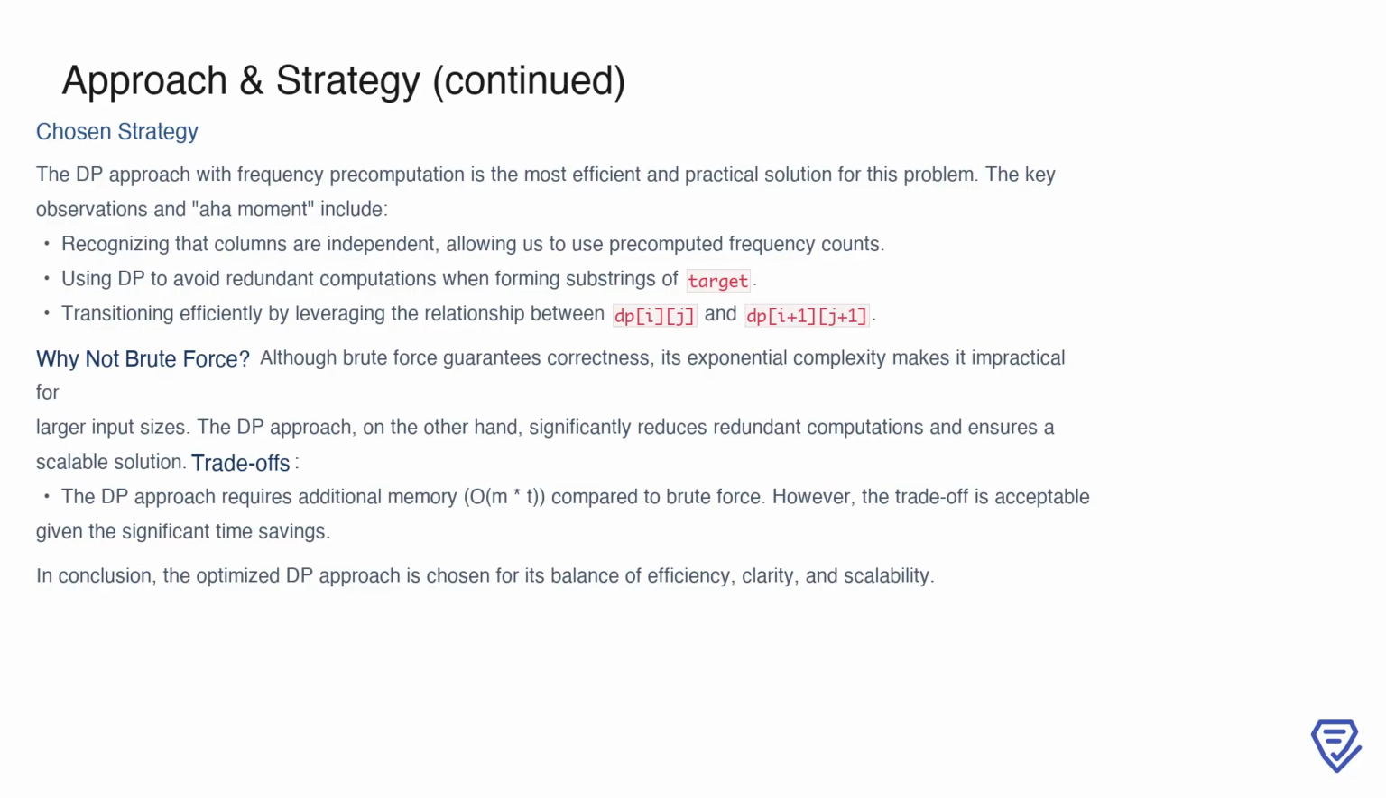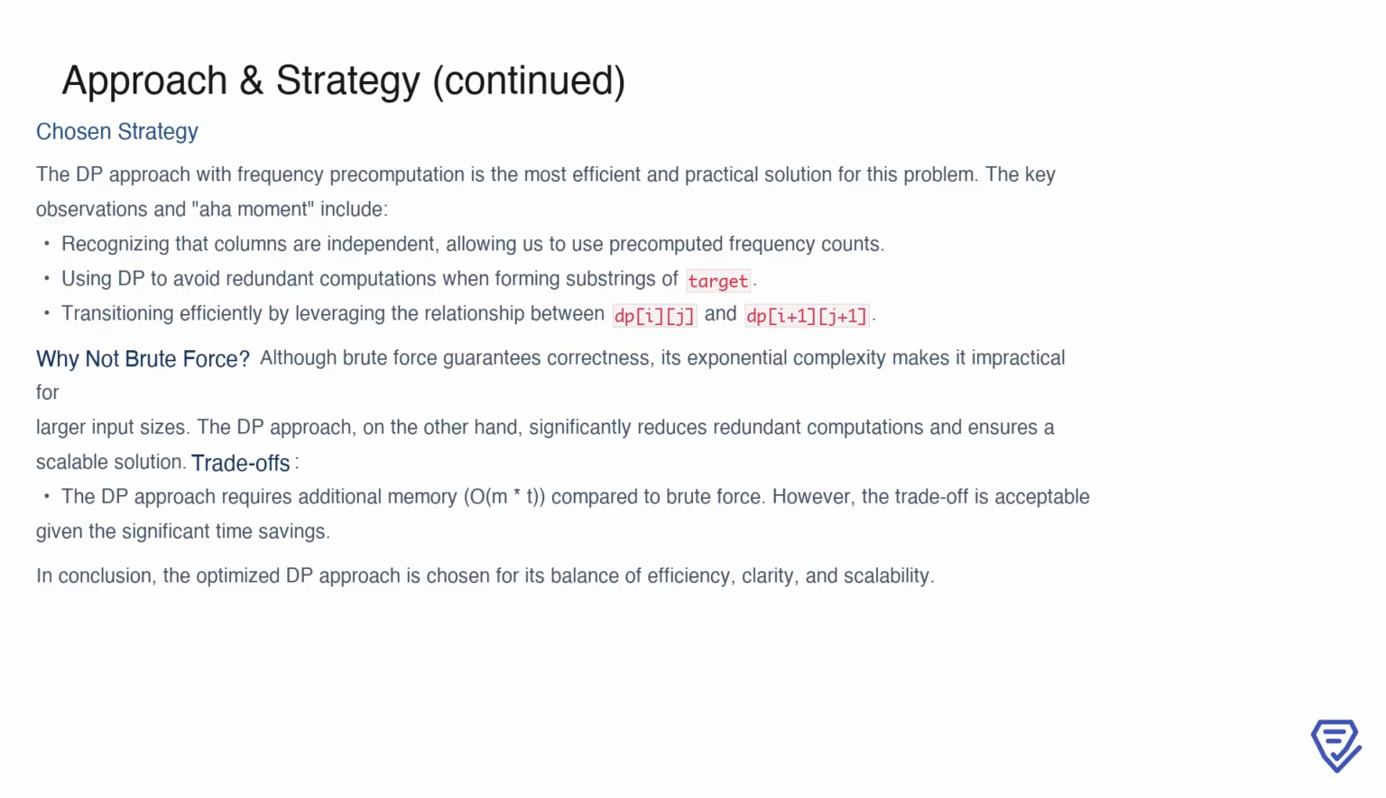While the brute force approach ensures correctness, its exponential complexity makes it unsuitable for larger inputs. The dp approach, by contrast, achieves a scalable solution with polynomial time complexity, at the cost of some additional memory usage. This trade-off is well justified, as the time savings are significant. In conclusion, this optimized dp strategy is chosen for its balance of clarity, efficiency, and scalability, making it the ideal solution for this problem.